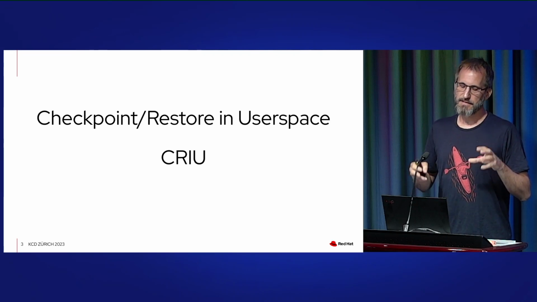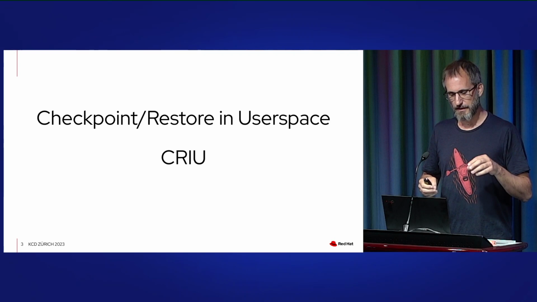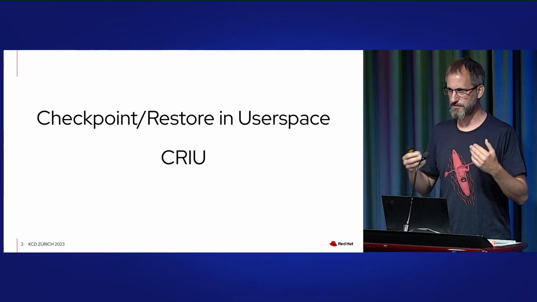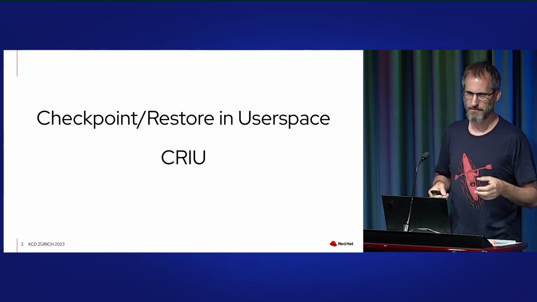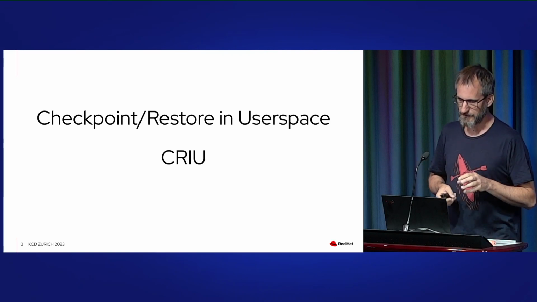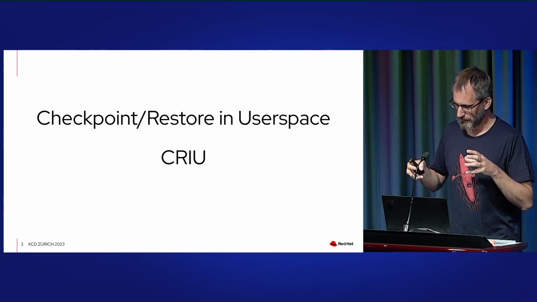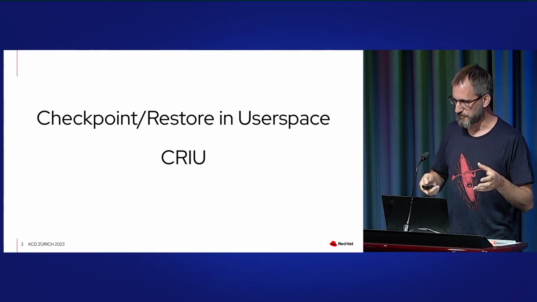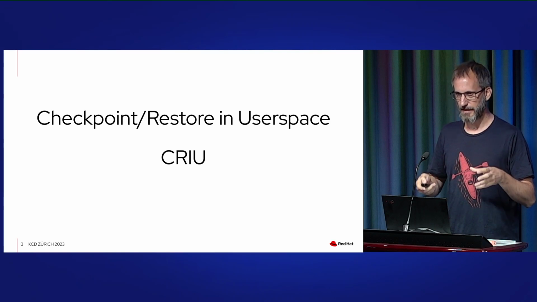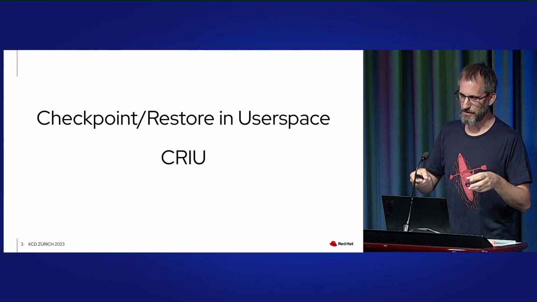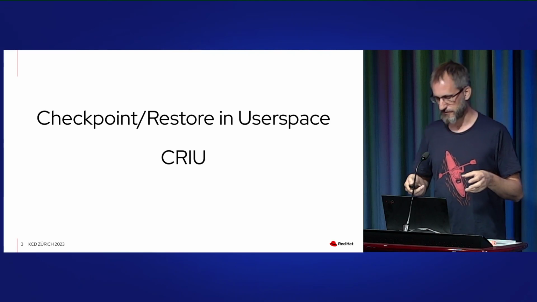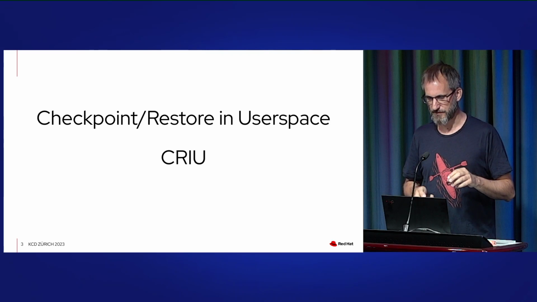CRIU uses existing kernel interfaces as much as possible to get information about a running process, and later uses this information to restore the process. The information is mainly found in procfs and other things, but it's completely in user space today, and there's no additional functionality in the kernel besides delivering information about the status of the process, but that can always be used by other tools also. So the interfaces are not checkpoint restore only.